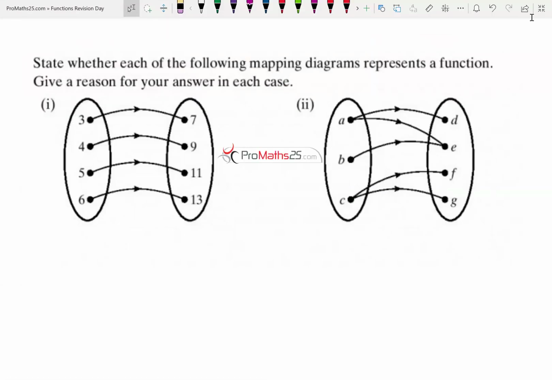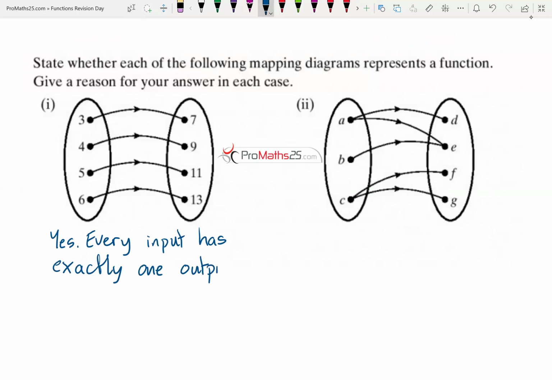Okay, so state whether each of the following mapping diagrams represents a function. Give a reason for your answer in each case. So the reason for the answer is always going to be the same, right? So is this a function? Yes, it is. Why? Because every input has exactly one output. Job done.